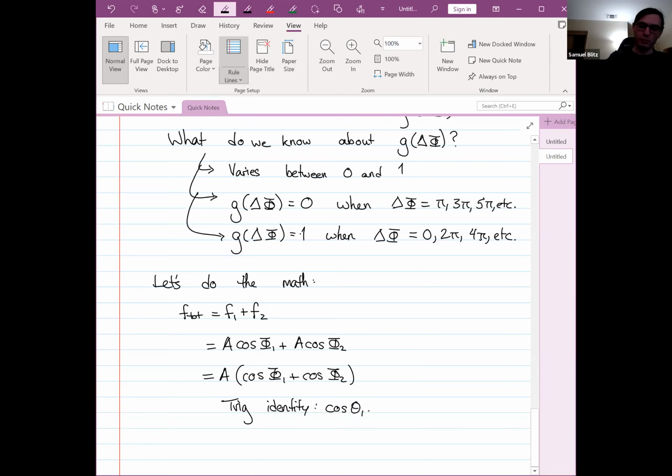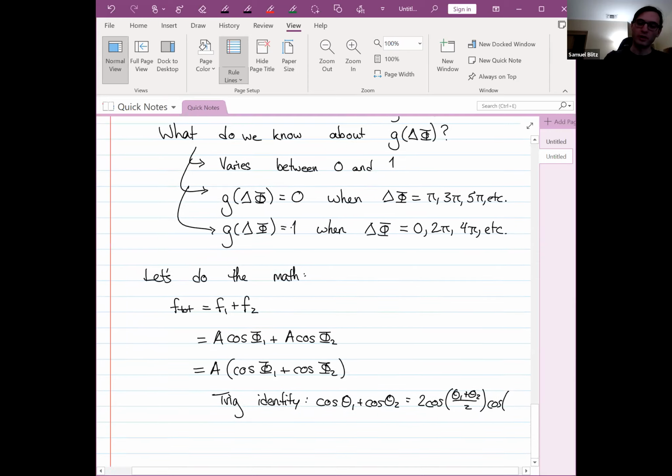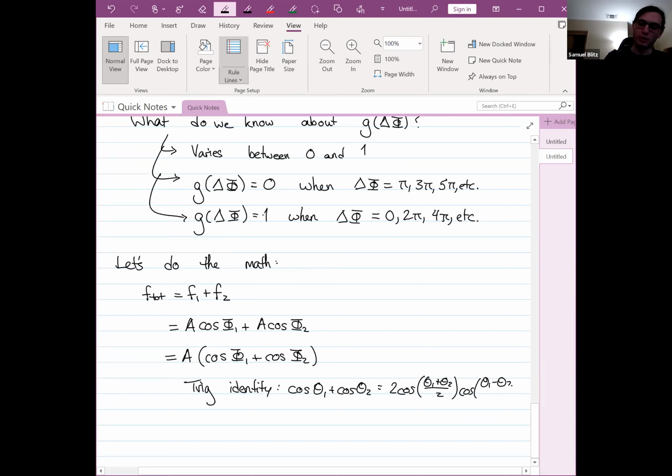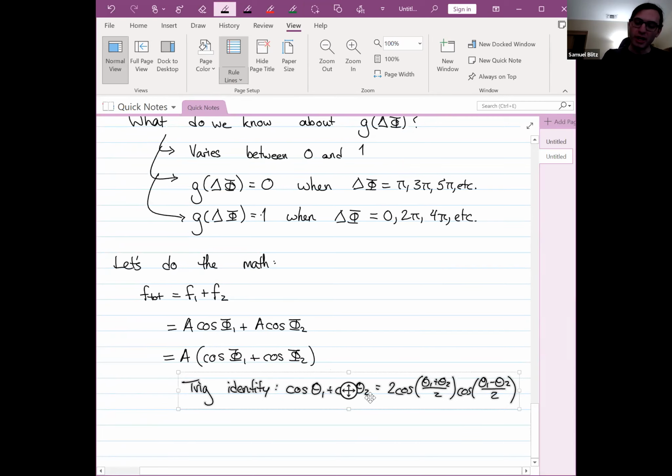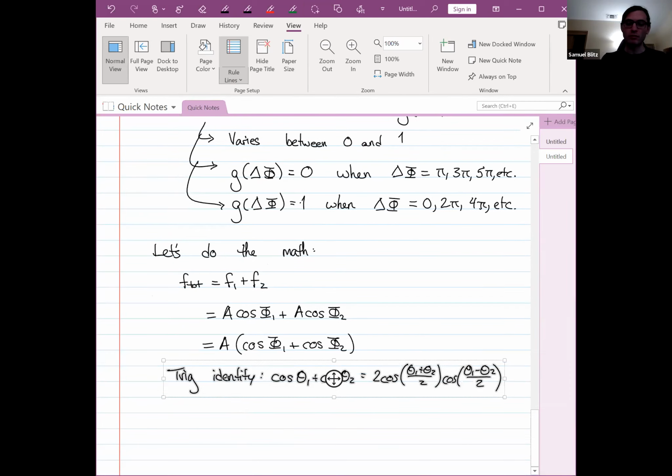Cosine of theta 1 plus cosine of theta 2 is equal to 2 times cosine of theta 1 plus theta 2 over 2 times cosine of theta 1 minus theta 2 over 2. It's just a useful trig identity. You don't have to have it memorized. I looked it up. But it's a true trig identity.